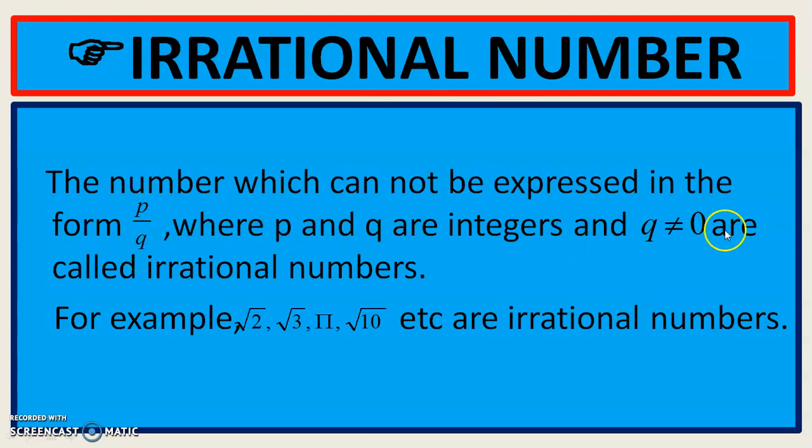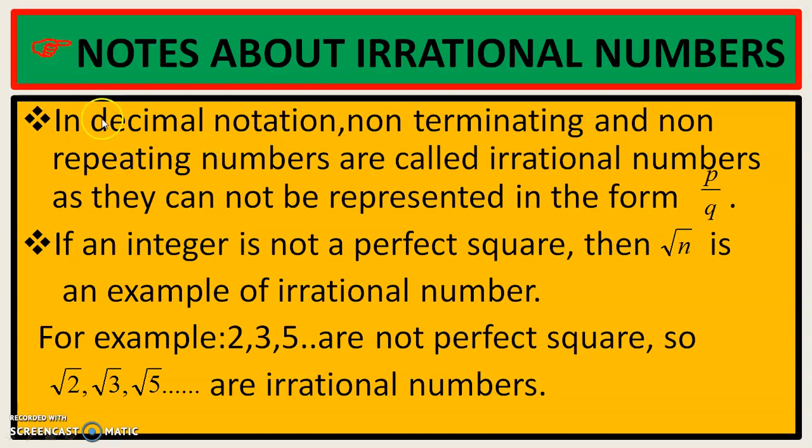Irrational numbers: the numbers which cannot be expressed in the form p divided by q, where p and q are integers and q not equal to 0, are called irrational numbers. For example, root over 2, root over 3, pi, root over 10, etc. are irrational numbers. So these are important points about irrational numbers.